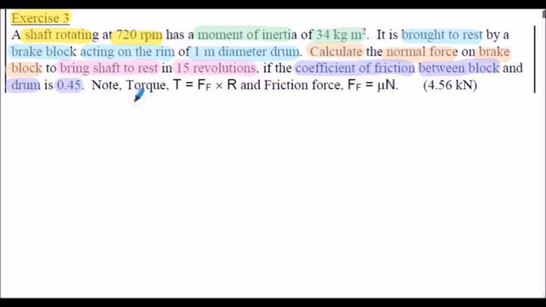There's also a few hints in the question. The torque applied by the braking system would be the frictional force multiplied by the radius of the drum, and we're also told that the frictional force, Ff, is equal to mu times N. This is essentially referring back to our frictional model we reviewed in a previous presentation. The normal force required is stated in the bracket.